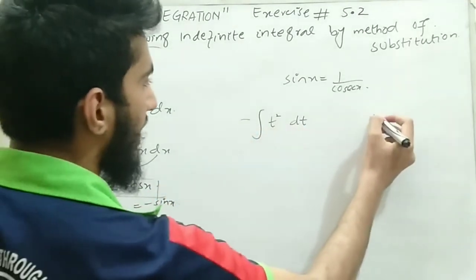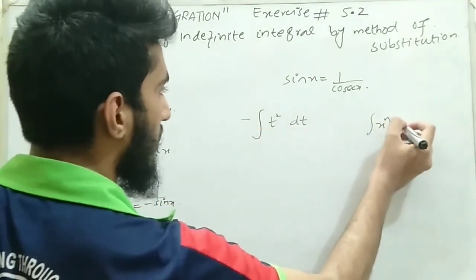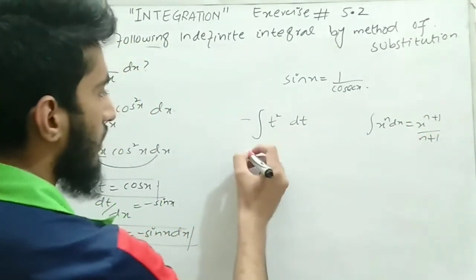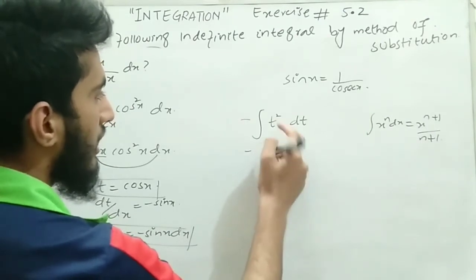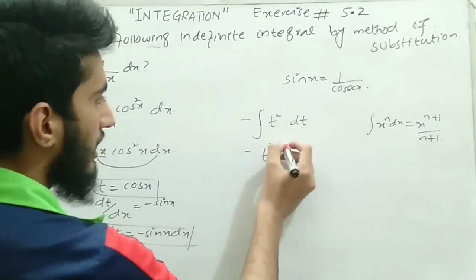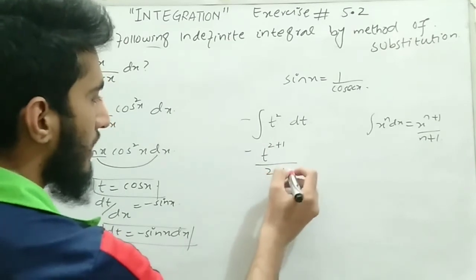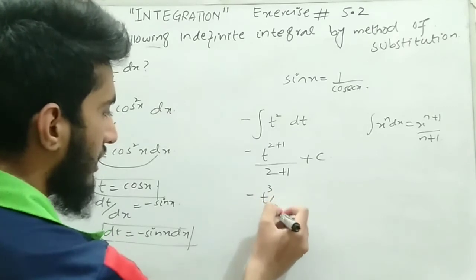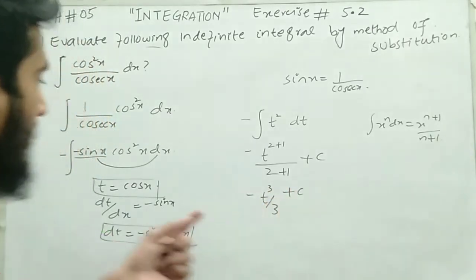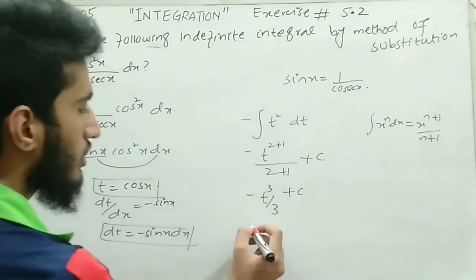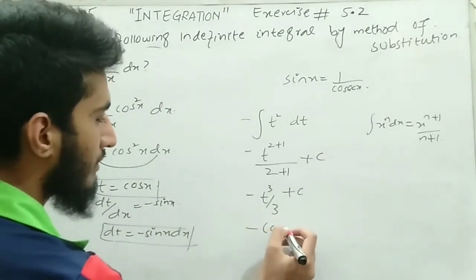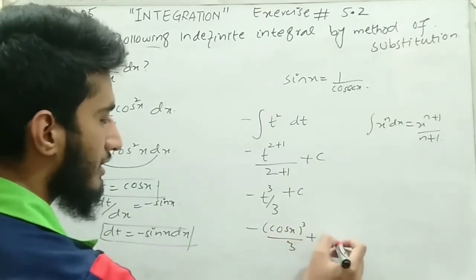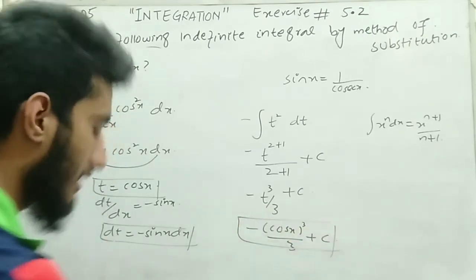Now using the generalized power rule of integration, the integral of x power n dx will be equal to x power n plus 1 over n plus 1. Just add 1 to the power, so it becomes minus times t power, here it is 2, so 2 plus 1, and also apply the same logic in the denominator, 2 plus 1, plus constant of integration. So it becomes minus t power 3 divided by 3 plus constant of integration. Now replace t with the given cos x, so the required result is minus cos x whole raised to power 3 divided by 3 plus constant of integration. This is the required indefinite integral.